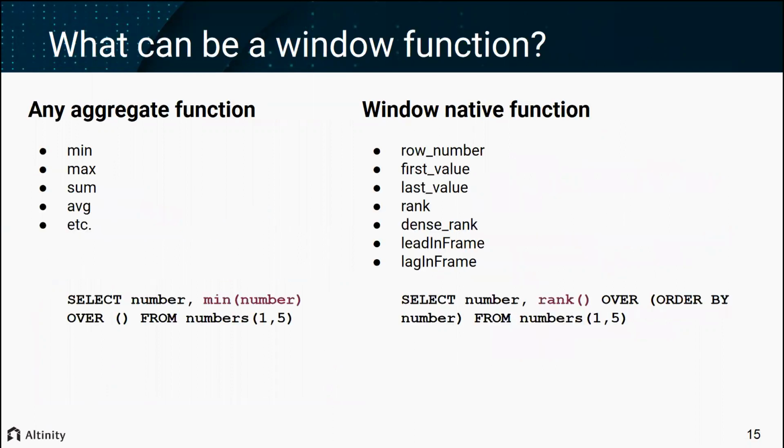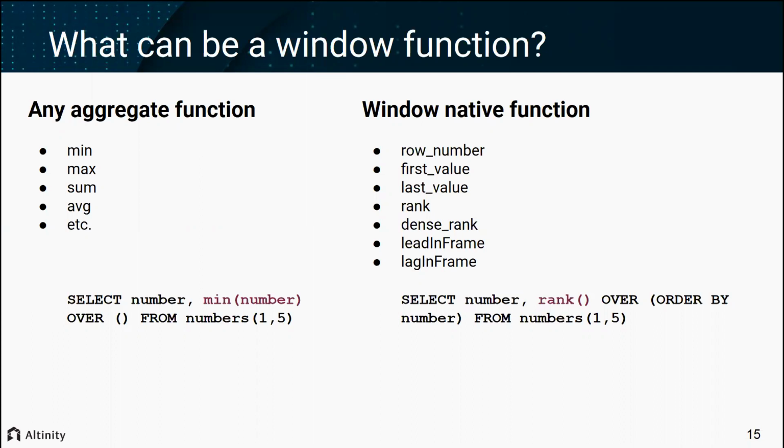So we tried to visualize the window. Now, what about the function part? Well, as you've seen in the examples, the simplest window function is any aggregate function. Any aggregate function can be applied over the window, a simple aggregate function like min, max, sum, average, etc. And there's a simple example where we can compute the min number, for example.